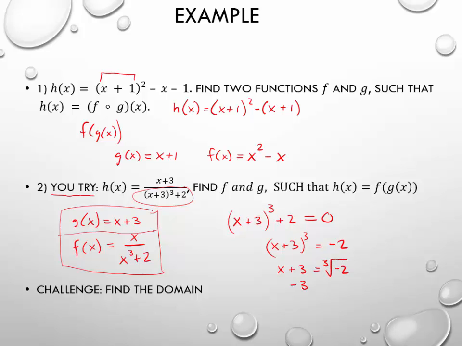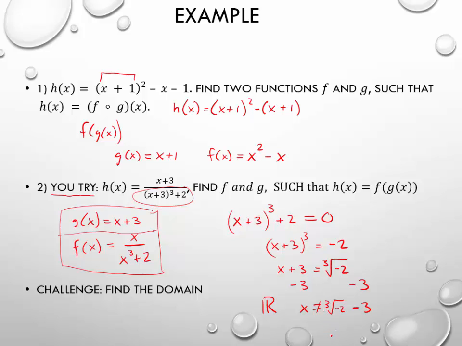I'm going to subtract 3. And it turns out that we get all real numbers, but x cannot equal the cube root of negative 2 minus 3. And that's some decimal number that'll work.